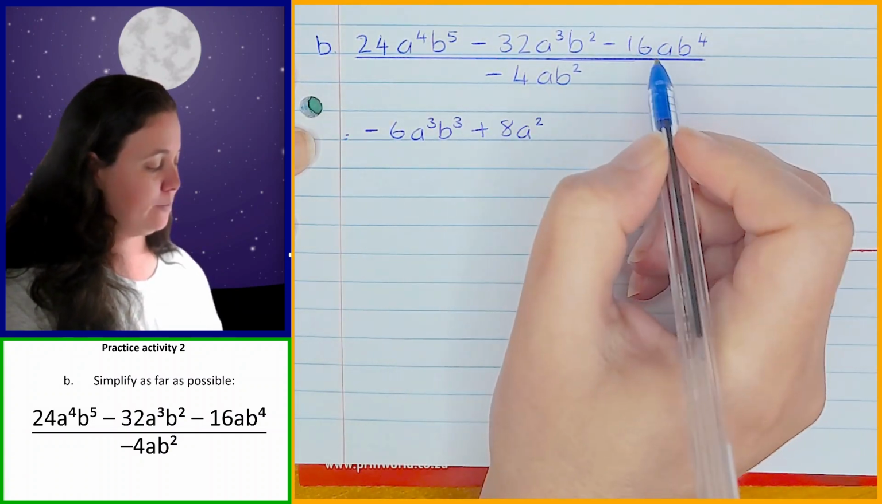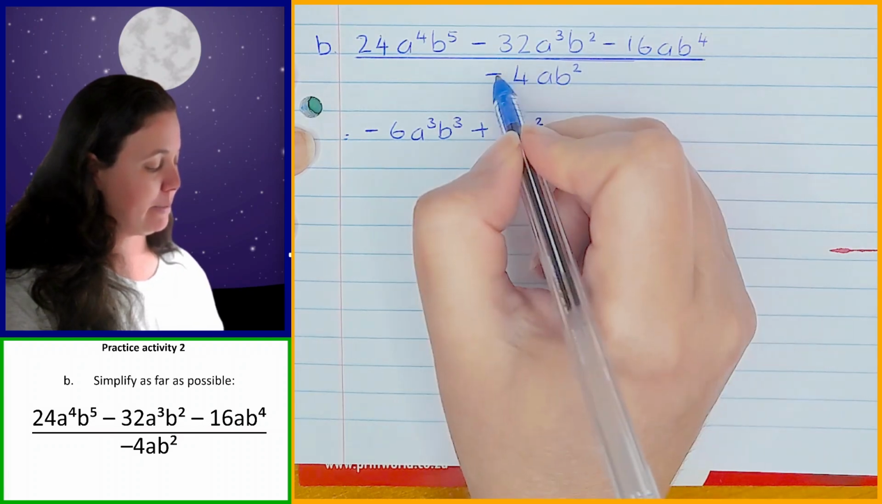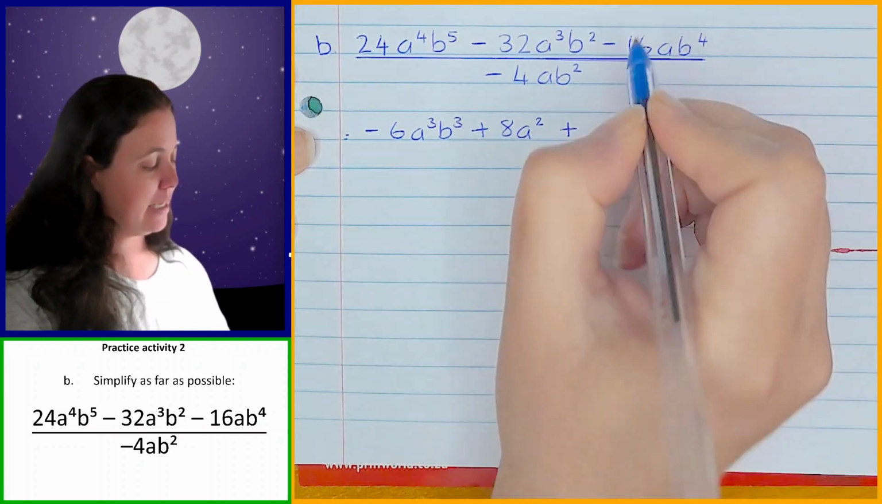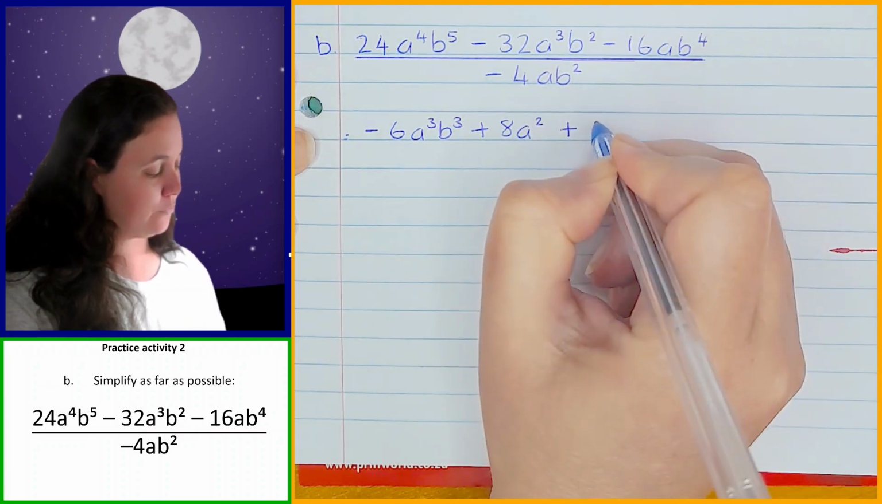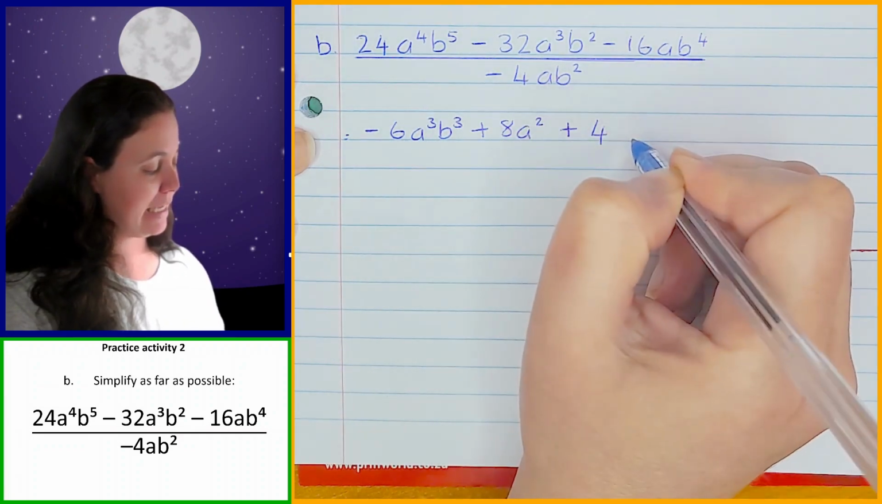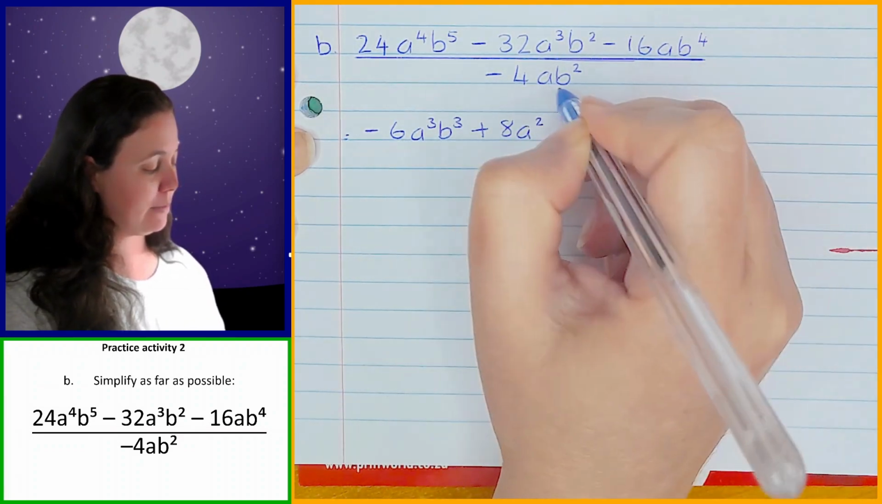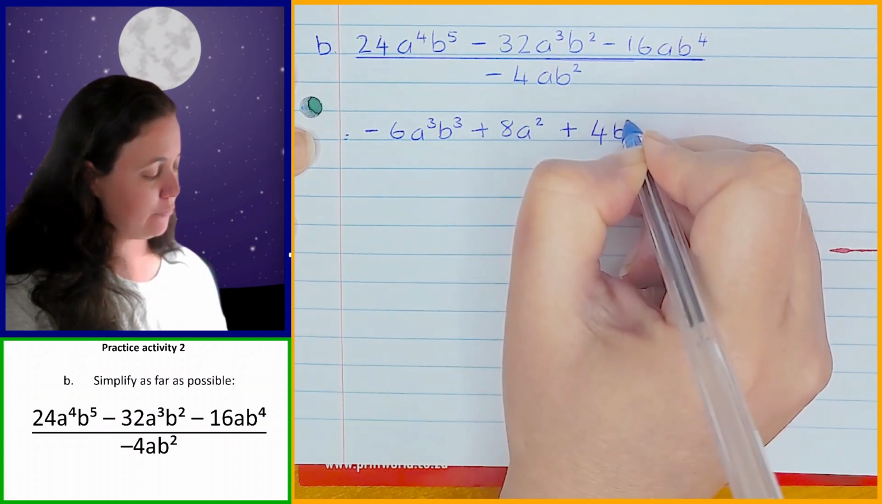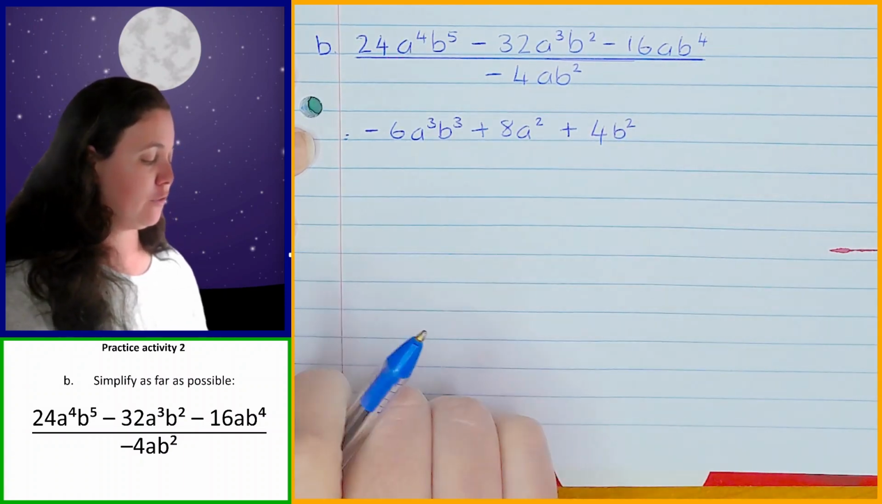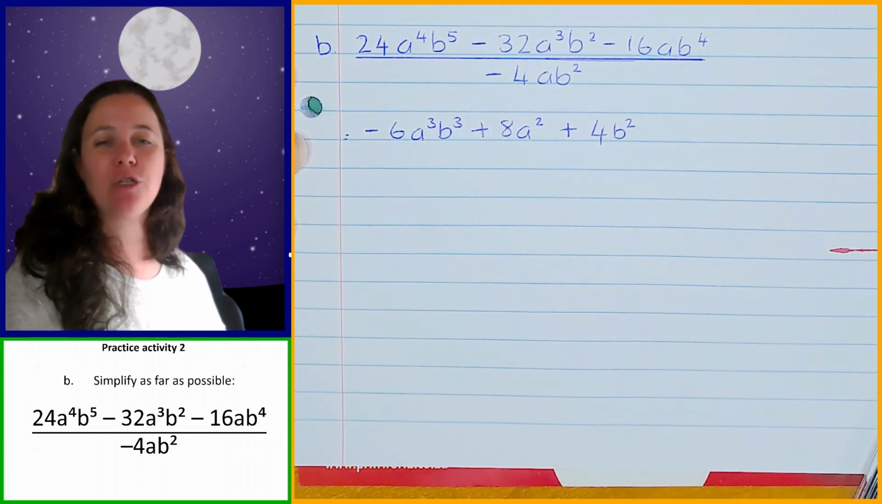Okay, then my last term, I've got again a positive divided by positive is positive. 16 divided by 4 is 4. A divided by a cancels. And b to the power of 4 divided by b squared is b to the power of 2. Okay, so that you should have got for question B. Now we're going to go on to question C.